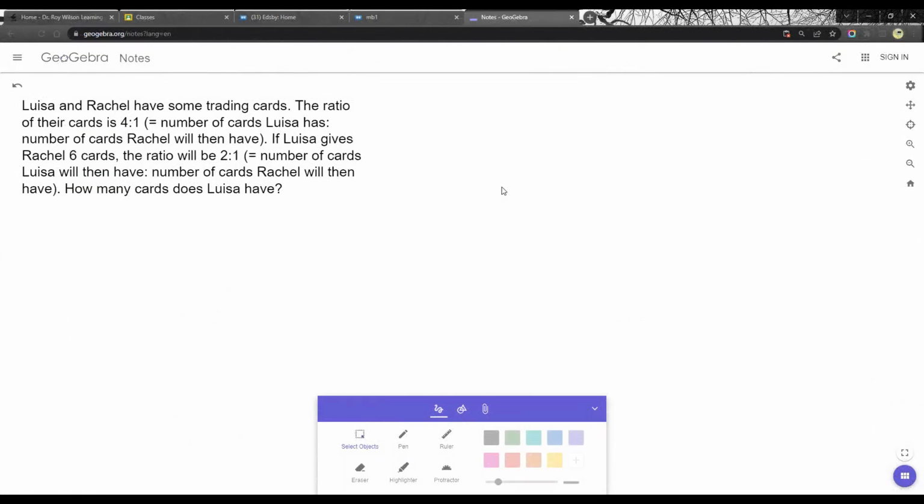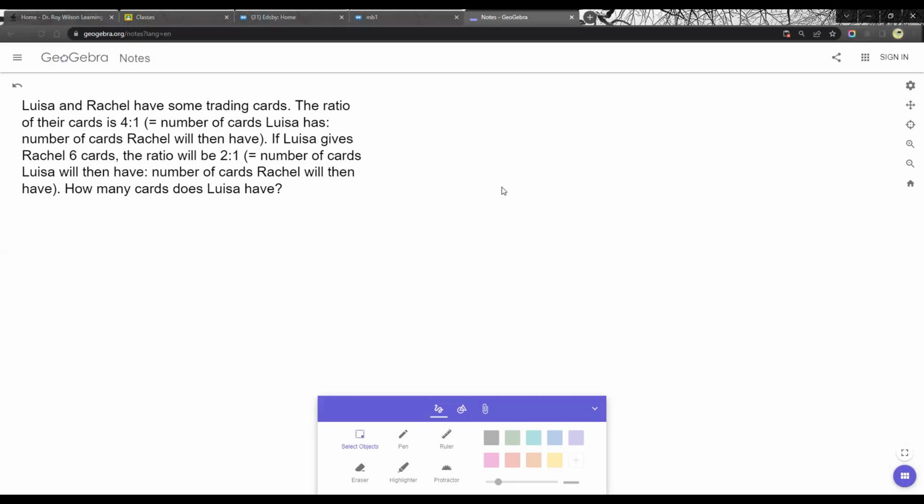Alright, this problem says, Luisa and Rachel have some trading cards. The ratio of their cards is 4 to 1, equals number of cards Luisa has to number of cards Rachel will then have. If Luisa gives Rachel 6 cards, the ratio will be 2 to 1, equals number of cards Luisa will then have to number of cards Rachel will then have. How many cards does Luisa have?